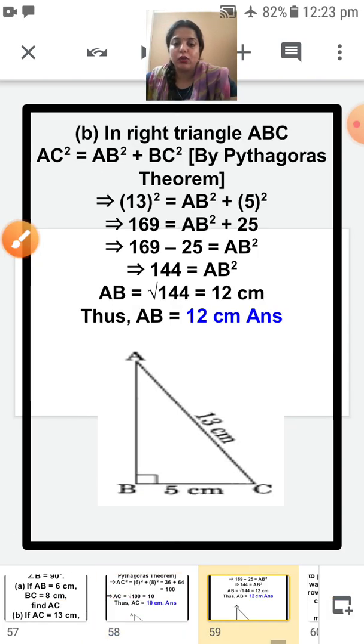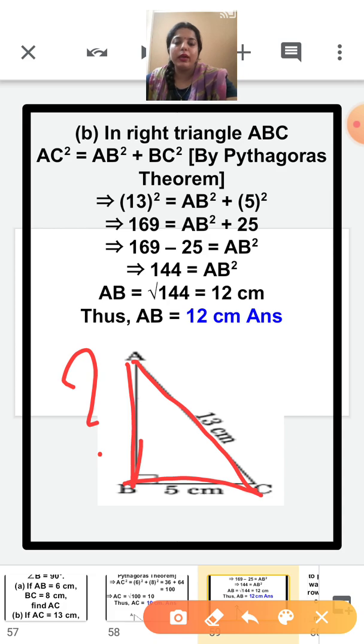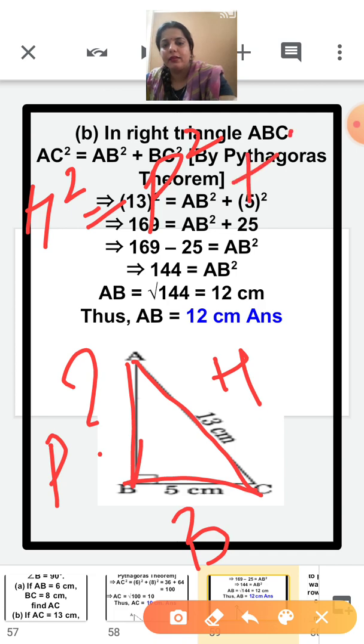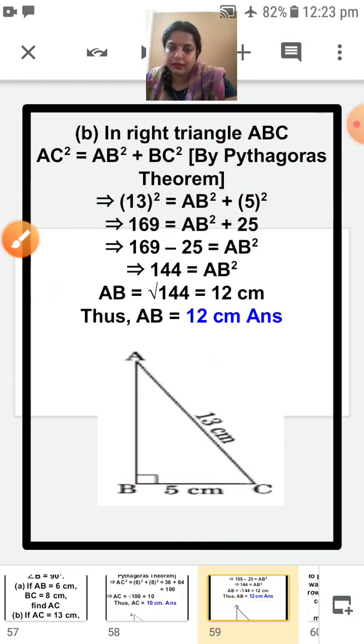Now in this question, the second part is also there. Again the question is saying that you are having a right angle triangle. This AC is given to you, this BC is given to you. Now you need to find this AB. So what is AB representing? This is the perpendicular, this is the hypotenuse, and this is the base. Formula is H square equals P square plus B square. Now P square is not given to you, B square is given to you, H square is given to you. Now put all the values inside the formula.